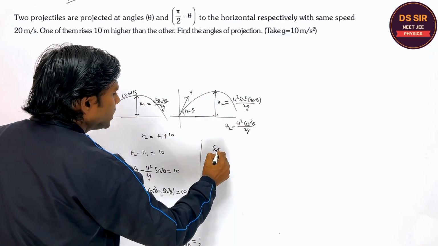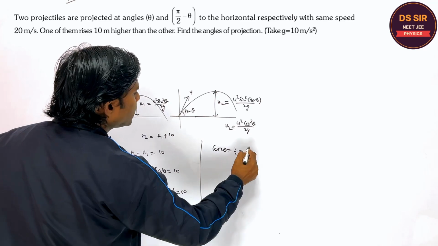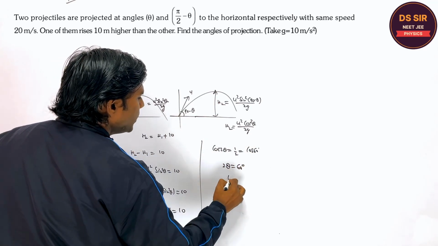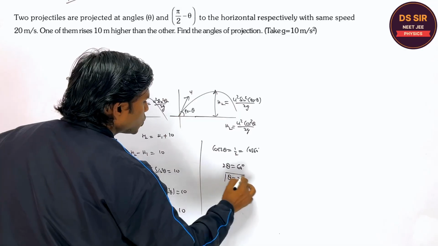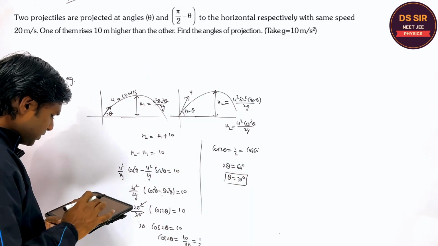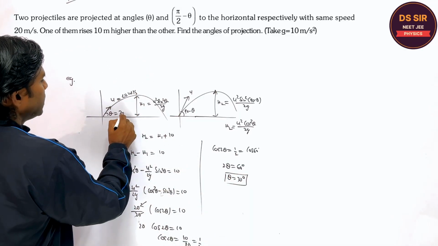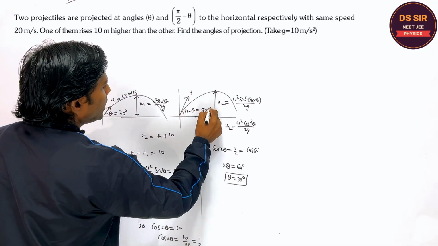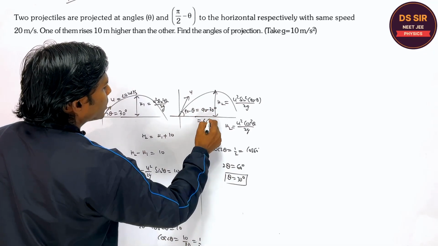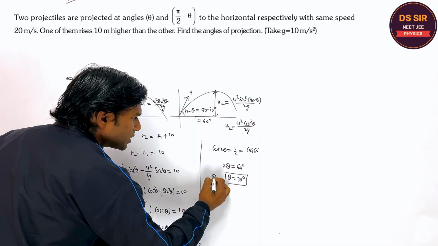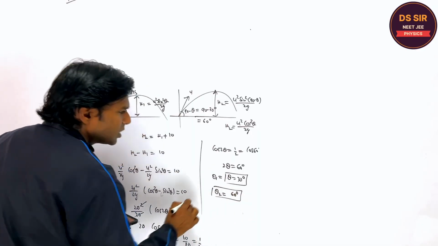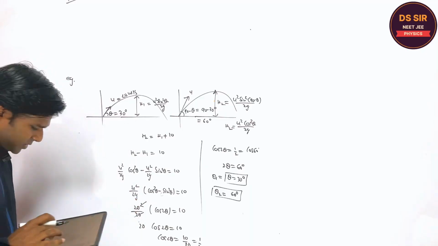If cos 2 theta is equal to 1 by 2, mean it is cos 60 degree. 2 theta is equal to 60, mean theta is 30 degree. So one of the angles of projection is 30 degree and another angle of projection is 90 minus 30, which is equal to 60 degree. So one angle is 30 degree, the other angle is 60 degree. Is it fine? Copy this.